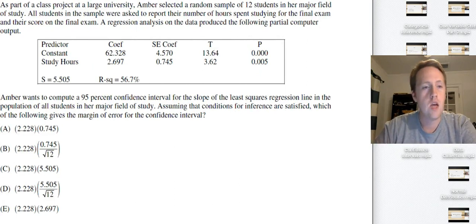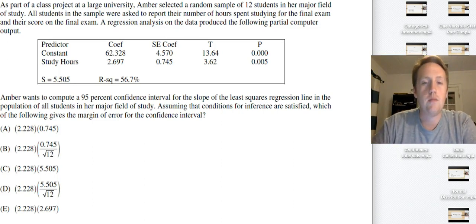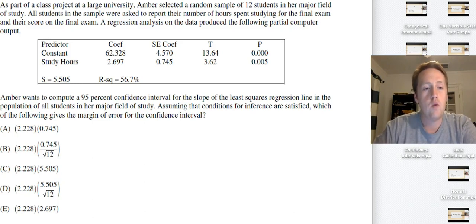All right, let's do some problems. As part of a class project at a large university, Amber selected a random sample of 12 students in her major field of study. All students in the sample were asked to report their number of hours spent studying and their score on the final exam. A regression analysis on the data produced the following partial computer output.